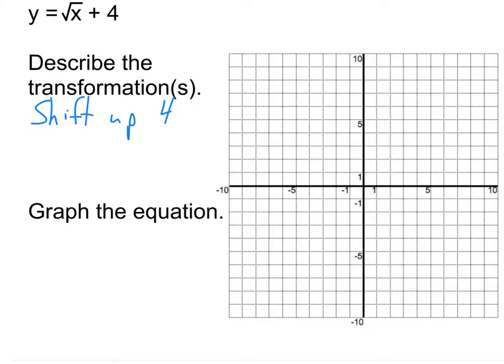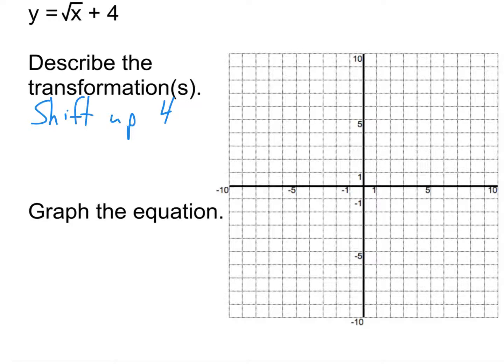And it's shifting up 4 because of that plus 4. Plus is going to be up, minus is always going to be down. And again, make sure you kept that square root only over the x when you wrote it down. If you extended it out to be also over the 4, it would mean something different. And we aren't going to get into that for a little while yet. All right, now we go ahead and make our graph.